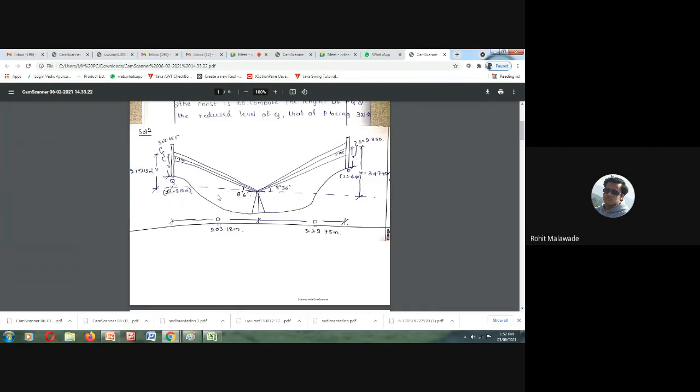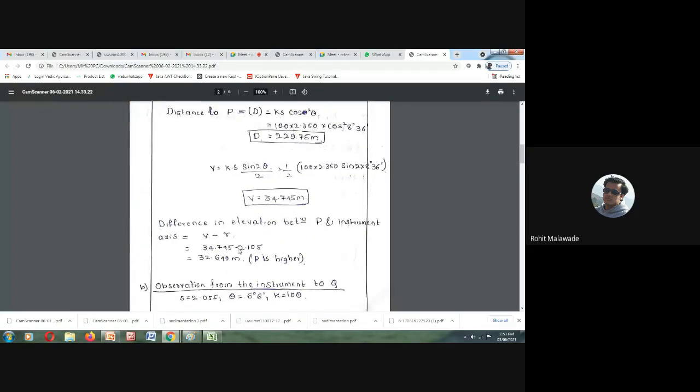From the line of sight to the center of your crosshair reading, it is coming up to 21.213. But we have to determine what is the height of Q from the line of sight. From the line of sight, what is the height of Q? So that we need to determine.